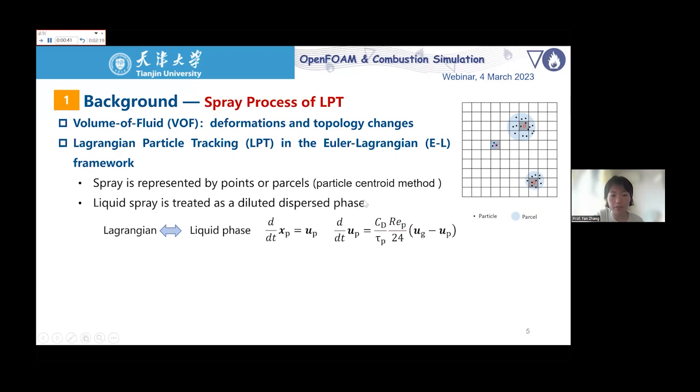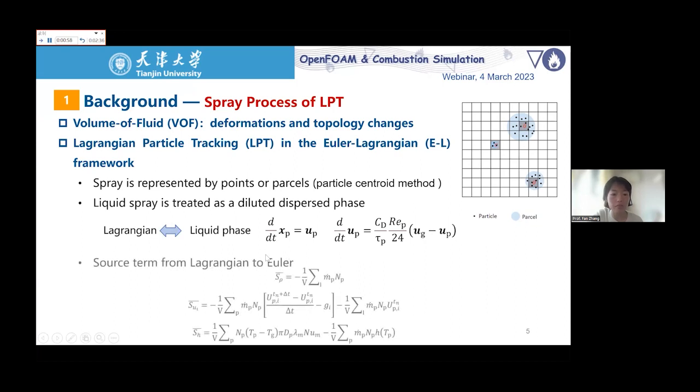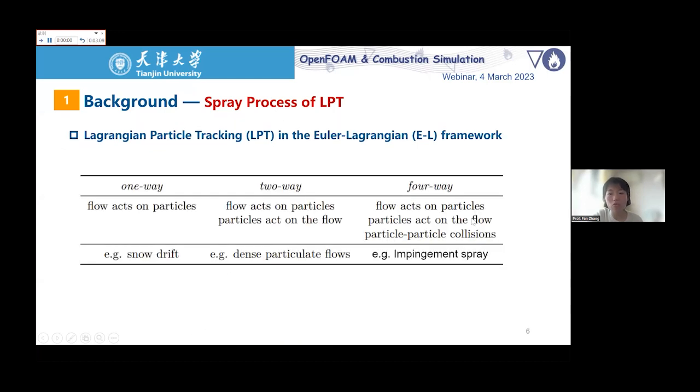The spray is treated as a diluted dispersed phase. The liquid phase movement can be characterized by Newton's second law of motion, with the forces from the fluid. On the other part, the Lagrangian source term gives the effect of the Lagrangian phase, for example the mass, momentum, and energy, summing over all the droplets in the cell space. That means you have the interaction between the particles and the flow, and you also consider particle-particle collisions. That is what we talk about today, the impinging spray case we used.